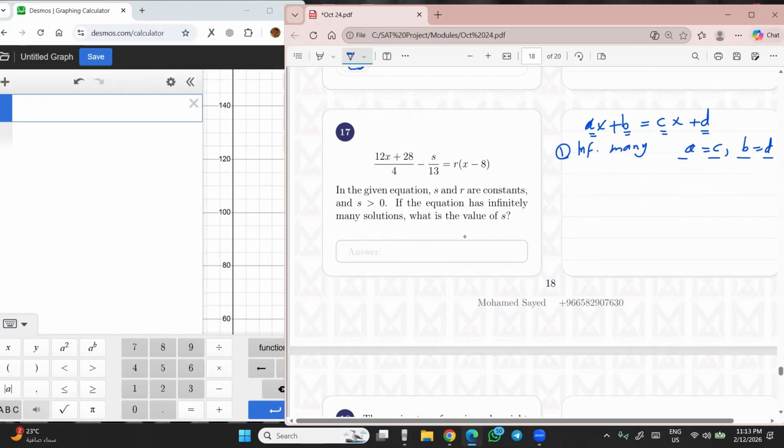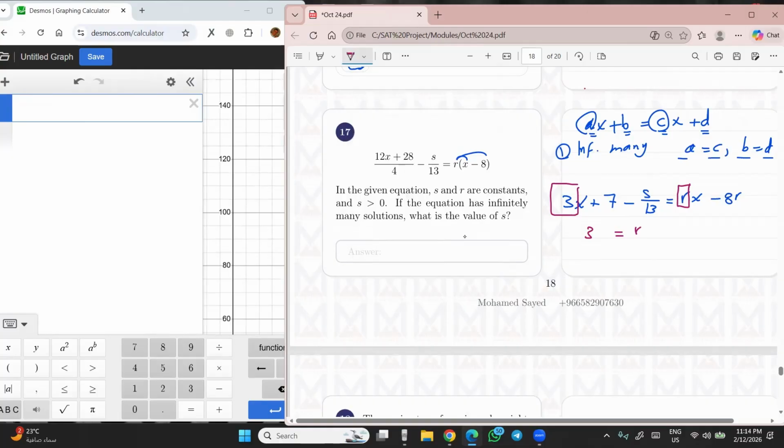We can just divide 12 by 4 and 28 by 4. This can be divided easily. 12 divided by 4 is 3, so we can write 3x plus 28 divided by 4 is 7, minus s over 13, is equal to r, and we distribute this one. R times x is rx, minus r times 8 is 8r. So A here and C must be equal. Where is A? A is the coefficient of x, the number that's multiplied by x. Here we have 3. The coefficient of x is 3, and the coefficient of x here is r. So 3 here is equal to r.